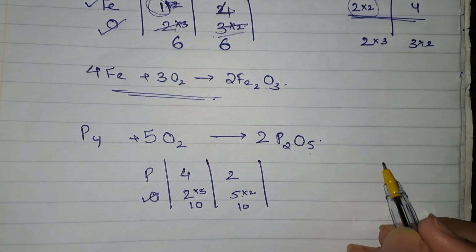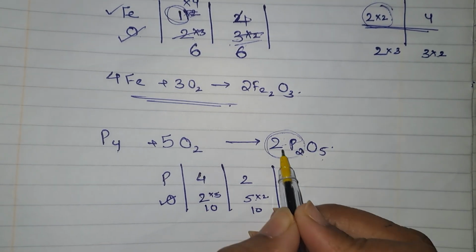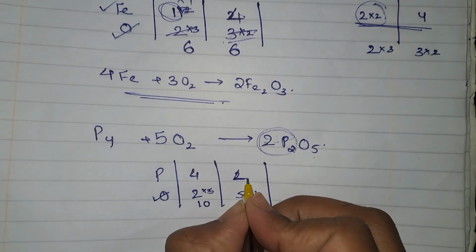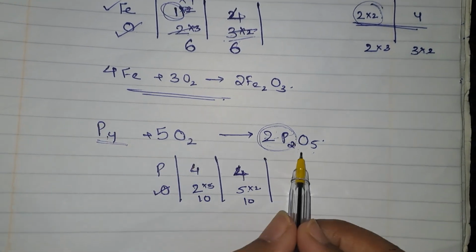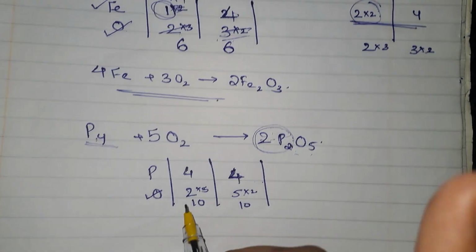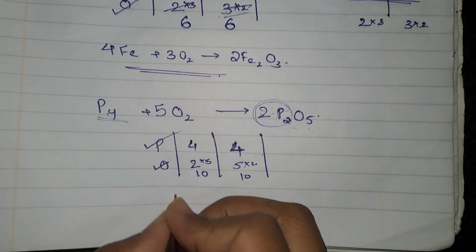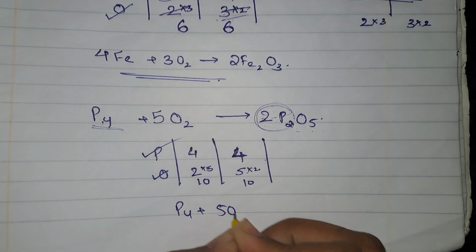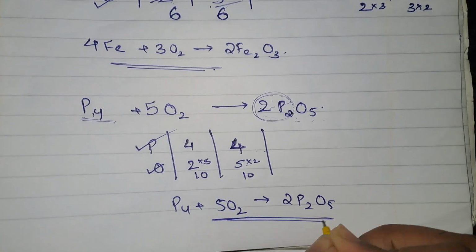But balancing of oxygen has changed my phosphorus on this side. This is 2 2s, 4 it has become directly. Here phosphorus was 4, here also phosphorus is 4. Just by changing my oxygen, my phosphorus is balanced as well. So the balanced equation is P4, 5 oxygen molecules gives rise to 2 P2O5 molecules that I have in here.